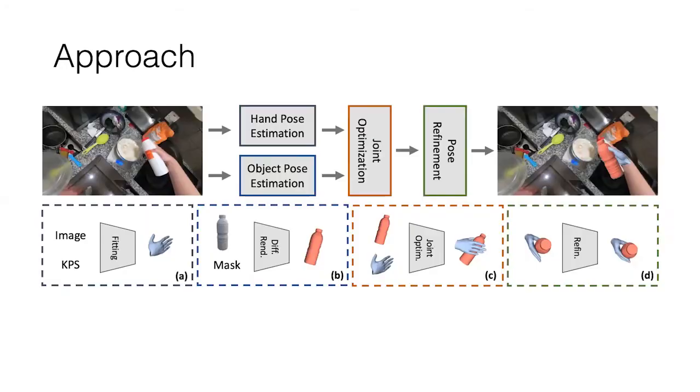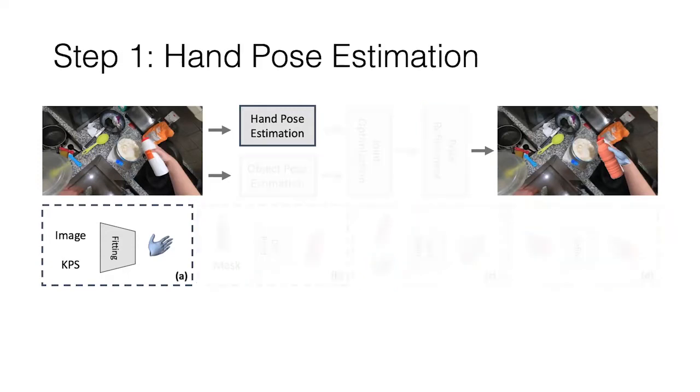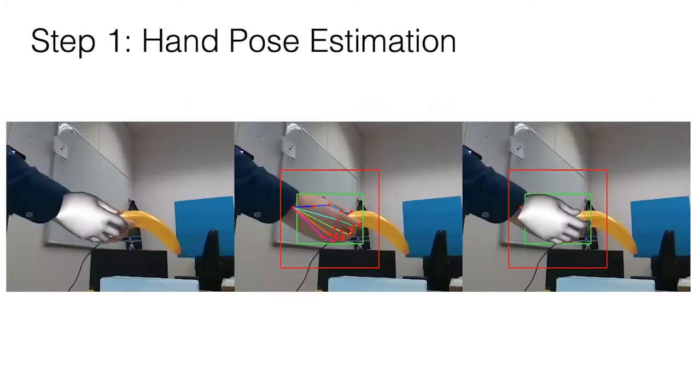Our approach follows several steps, and it's an optimization-based approach because there's no training data of hands and objects in the wild. We first predict the hand pose estimation, and we do this in a simplified style by fitting hand models to 2D keypoints, using some initialization from existing off-the-shelf approaches.